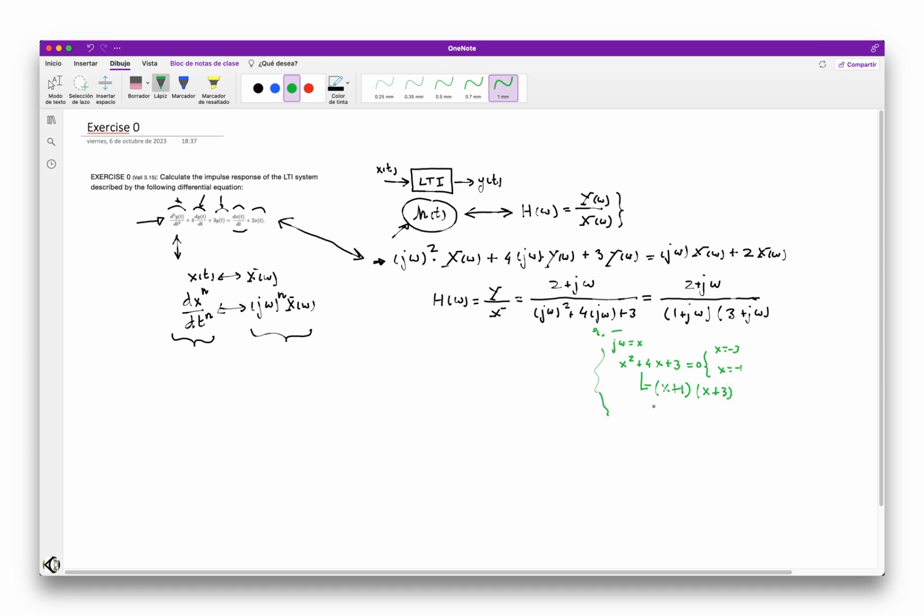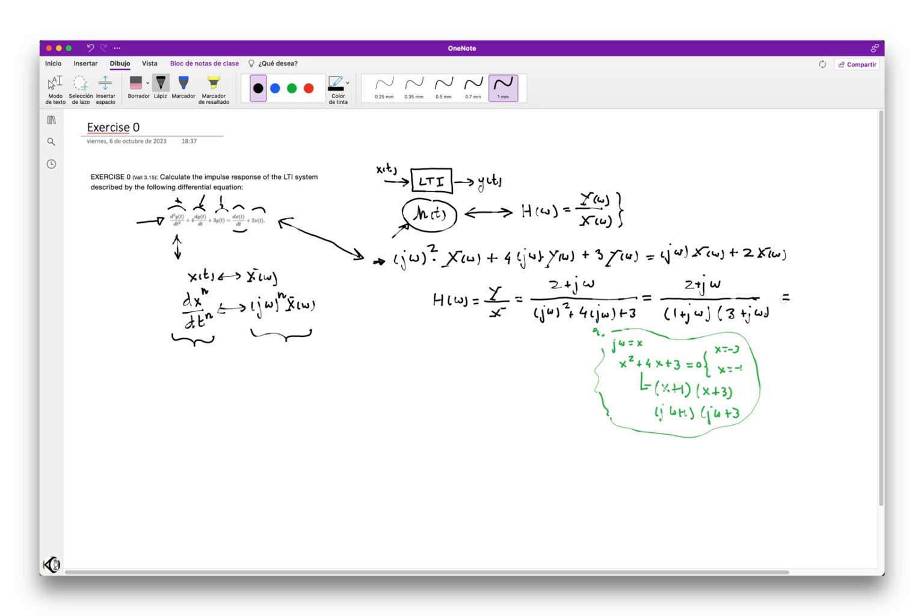And then you can go ahead and just call x j omega, and you will get j omega plus 1 times j omega plus 3, which is what we got above, as you can see. Okay, so very, very easy. So now we have the denominator factorized.